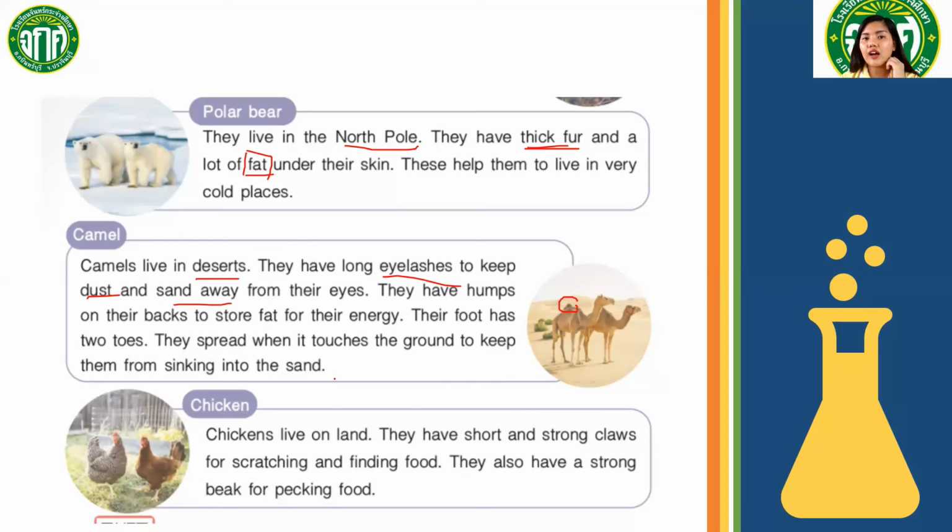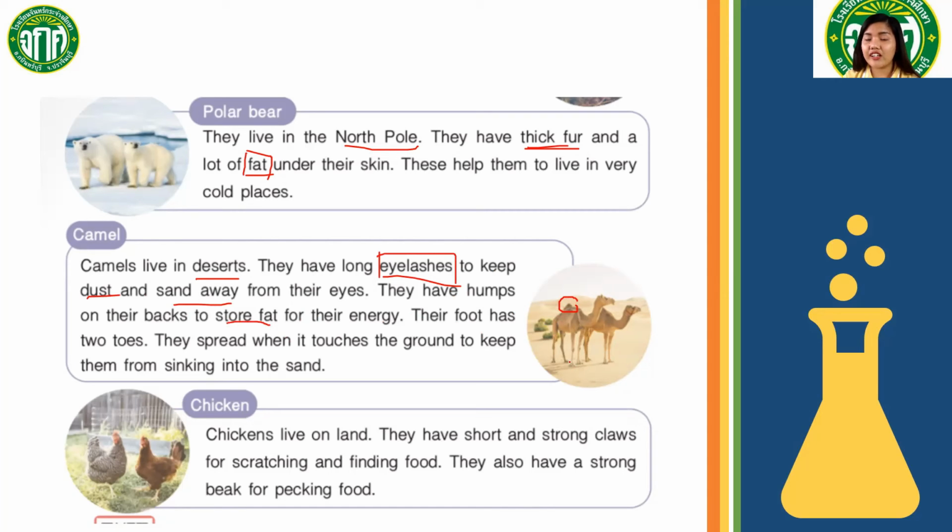Since they are living in the desert, there is a lot of dust and sand. That's why, for their eyes to be protected, they have these long eyelashes. As for the humps on their backs, this helps them to store fat. They store fat for their energy. And their foot.